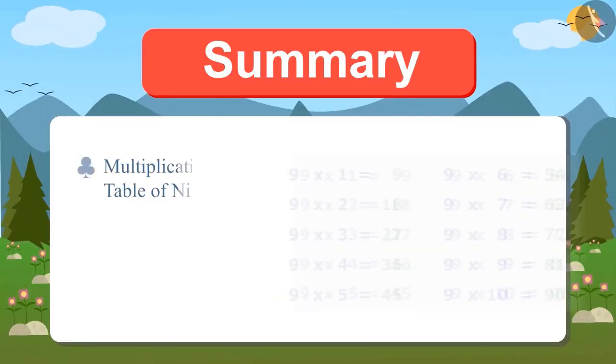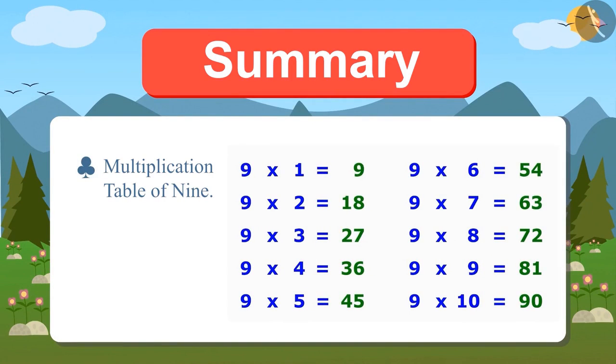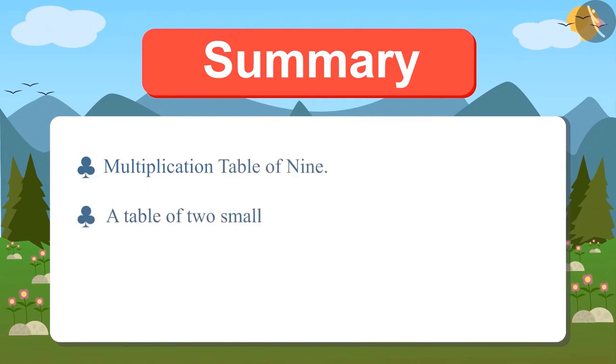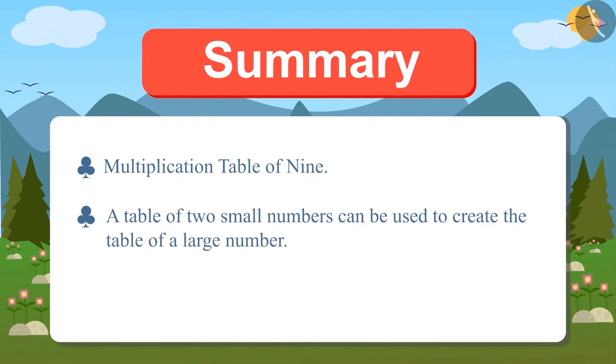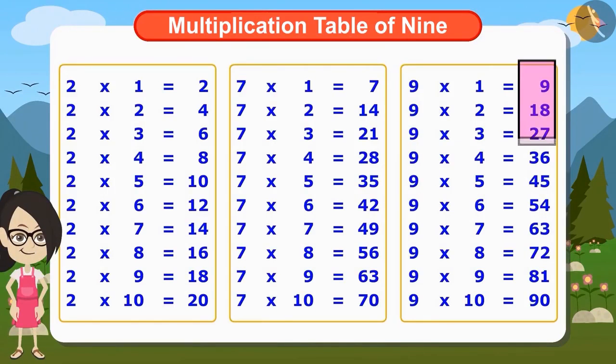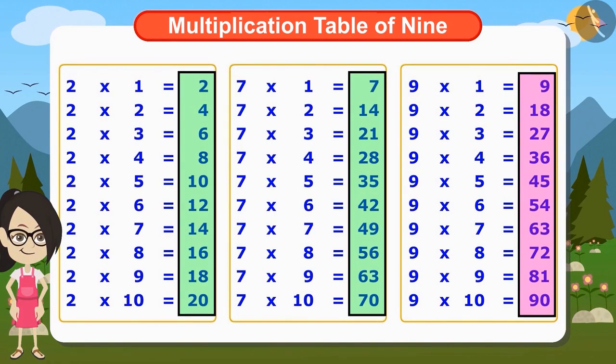Today we learned the multiplication table of 9 and together we also learned that tables of two small numbers can be used to create the table of a large number. For example, Vandana used the tables of 2 and 7 to find the table of 9.